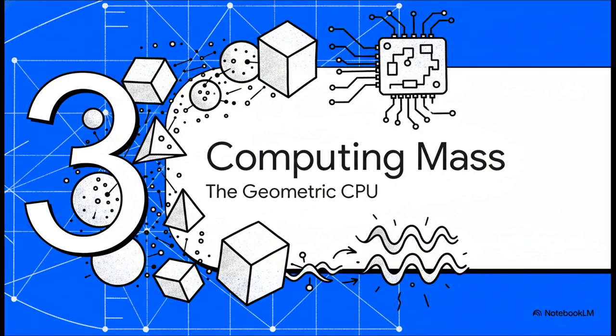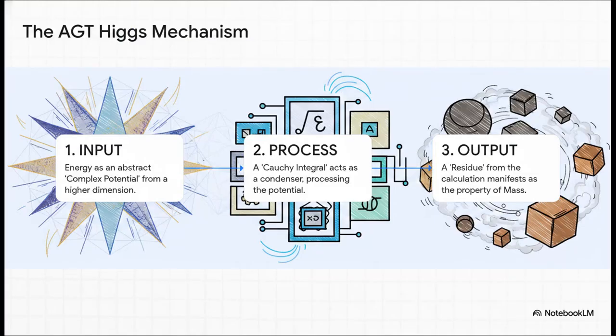Okay, so we've got the hardware and we've got the operating system, but how does this computer actually calculate anything? Let's look at its most important job, computing mass from, well, essentially nothing. So the theory has its own version of the Higgs mechanism, but it's framed entirely as a computational process. Step 1 is the input. You get this abstract energy from a higher dimension called a complex potential. Step 2 is the process. A specific mathematical operation, a Cauchy integral, acts like a CPU. It funnels and crunches the numbers on that potential. And finally, step 3 is the output. A residue, basically a leftover from that calculation, is what we experience as mass. Mass is the result of a cosmic calculation.